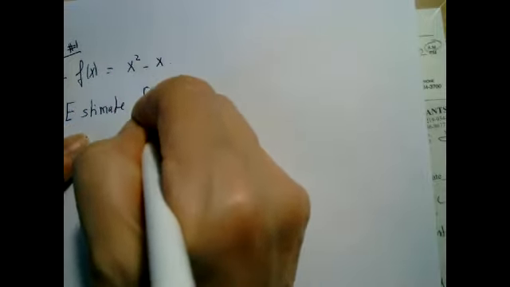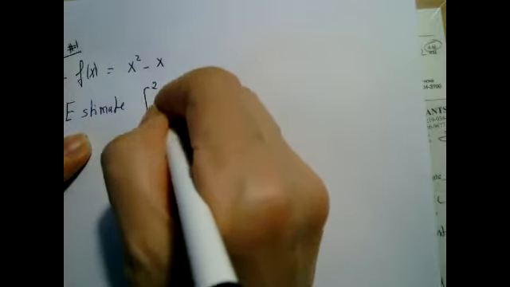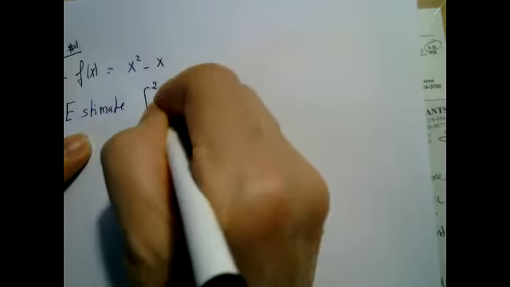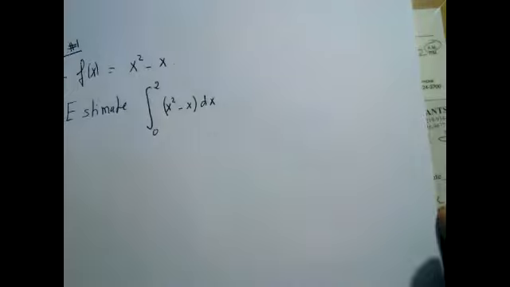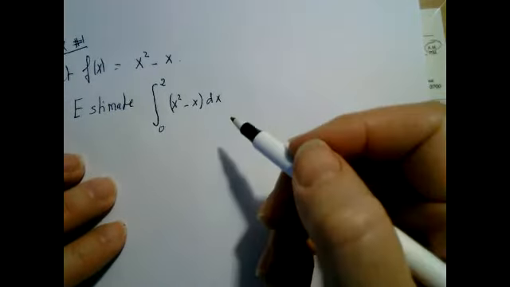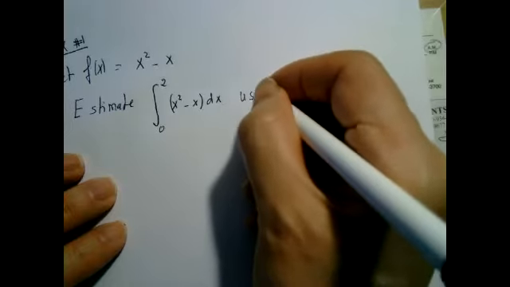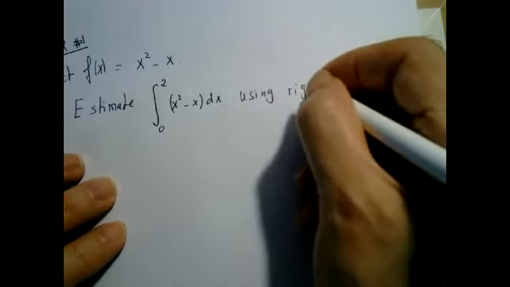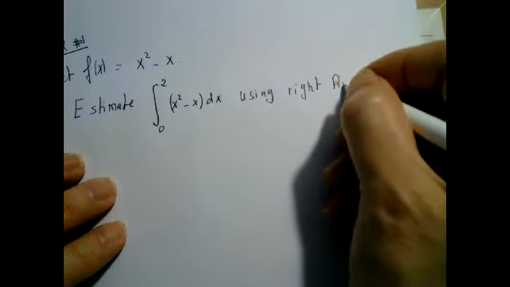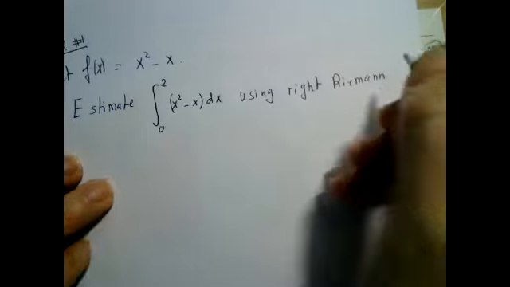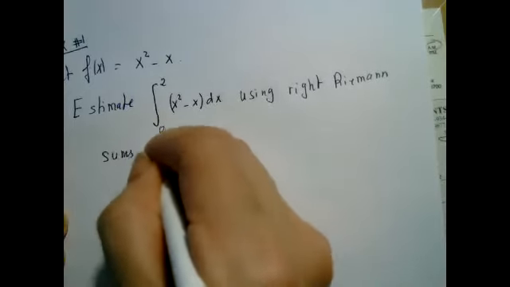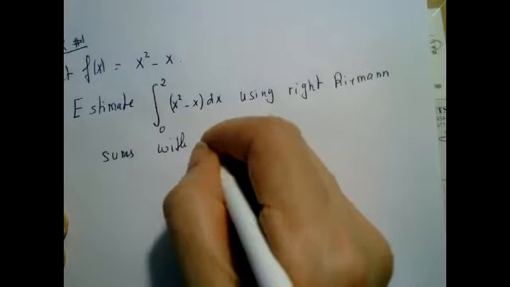And the question is, estimate the definite integral from 0 to 2 of x squared minus x dx. The definite integral is the Riemann sum when n is large. But of course, taking n very large is hard for us, so we're going to estimate it using the right Riemann sum with, okay, let me take 8 subdivisions.